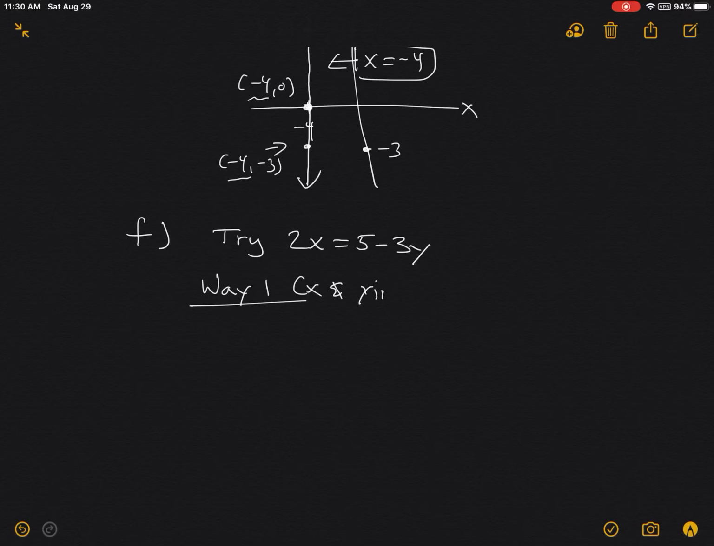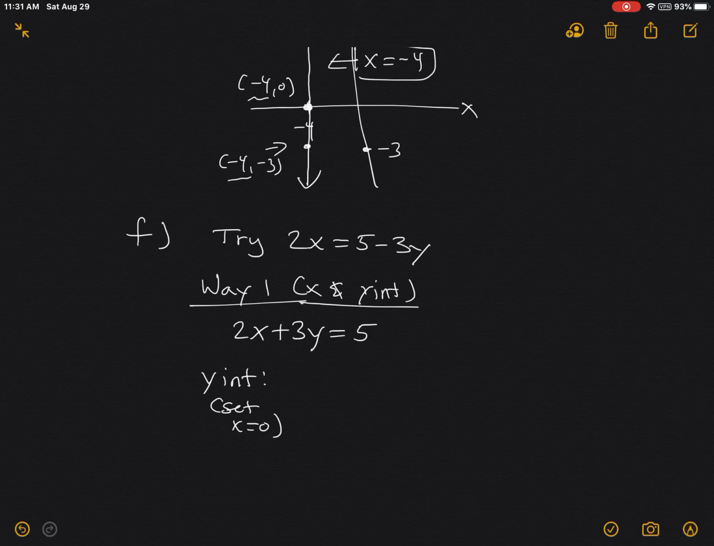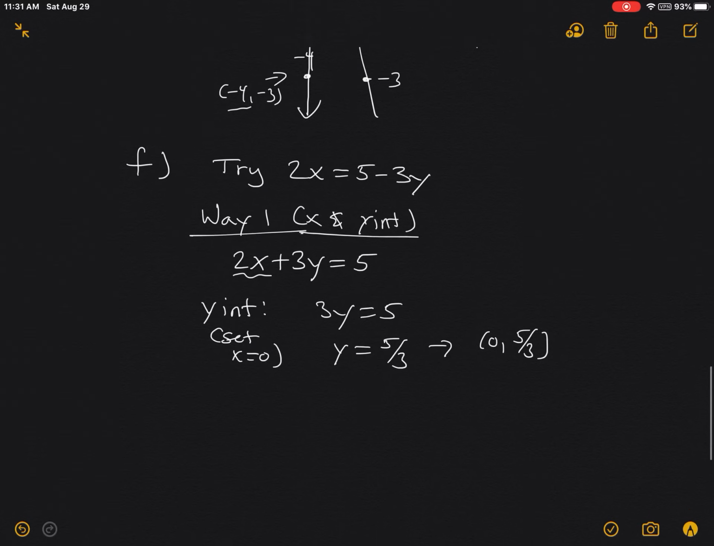X and y intercepts. And so for the x and y intercepts over here, I'm just going to move everything over. This is 2x plus 3y is equal to 5, right? And if I want to get the x-intercept or the y-intercept, I set x equal to 0. And I'm going to show you a little bit less work this time, okay? If I set x is equal to 0, it just becomes 3y is equal to 5. Y is equal to 5/3, okay? So there is my y-intercept, 0, 5/3.